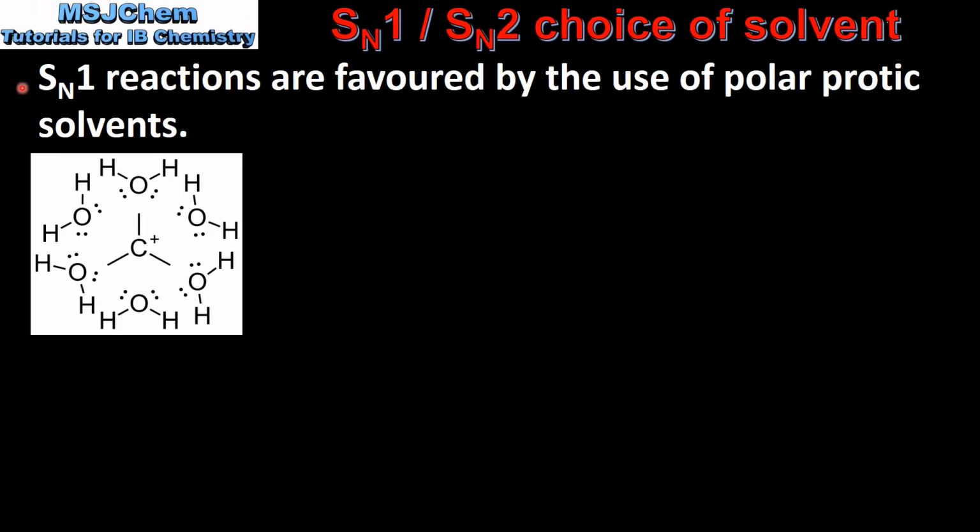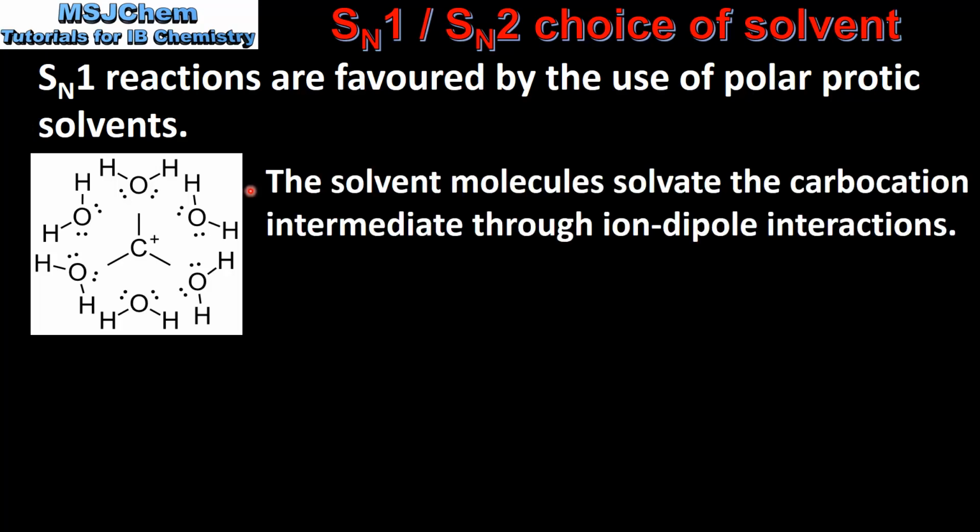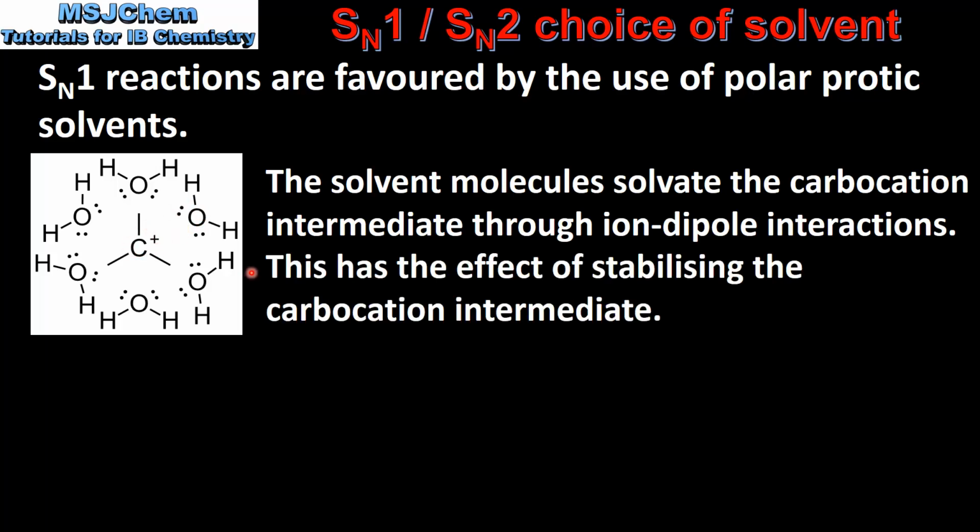SN1 reactions are favored by the use of polar protic solvents. This is because the solvent molecules solvate the carbocation intermediate through ion-dipole interactions. Here we can see a carbocation surrounded by a cage of water molecules. The ion-dipole interactions occur between the negative dipole on the oxygen atom and the positive carbocation. This has the effect of stabilizing the carbocation intermediate produced in the SN1 reaction.